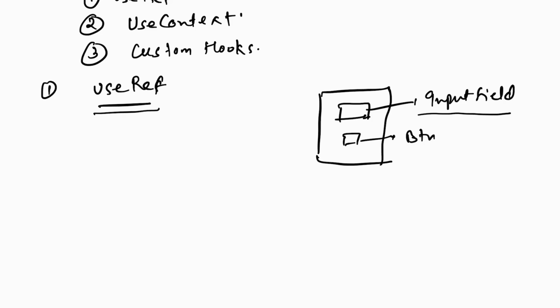Whenever I change the value in this input field, the whole page is not re-rendered, the component is not re-rendered, and if I want to change the value, I can change it. So let's see how we can create a reference. We write a variable, const ref. You can write anything, and then the syntax is useRef. Initially, I'm just giving it null.